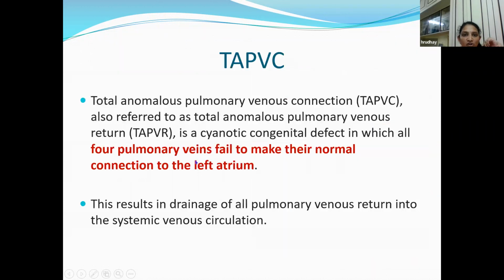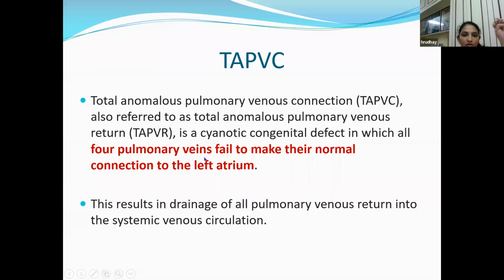The complex lesion is TAPVC. What is TAPVC? Total anomalous pulmonary venous connection, or TAPVR, is a congenital heart disease in which all the pulmonary veins fail to make their normal connection to the left atrium. Normally all the pulmonary veins connect to the left atrium, but in this, they fail to do so.